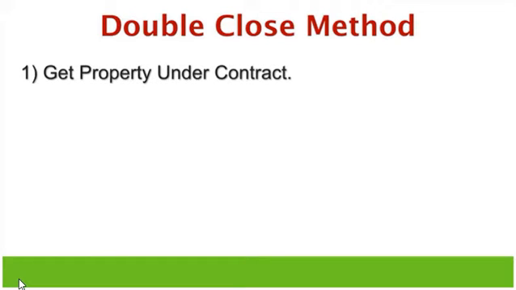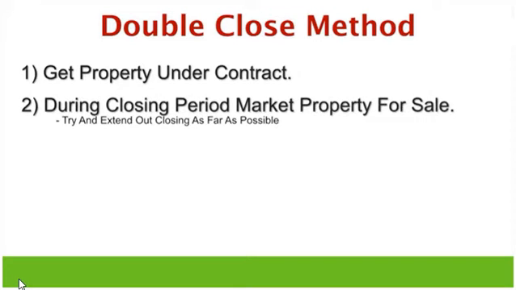So here's how the process works. Let's do a quick review. Step number 1, get the property under contract. This is the exact same as the assignment method. Now this is where it changes. During the closing period, you start marketing the property for sale. You're going to try and extend out that closing as far as possible.